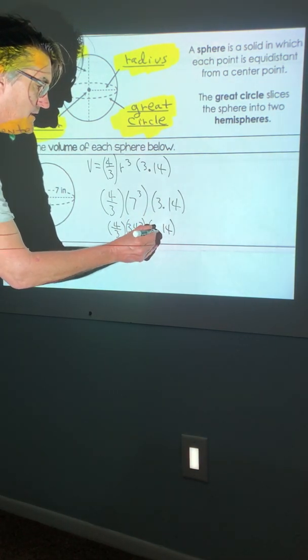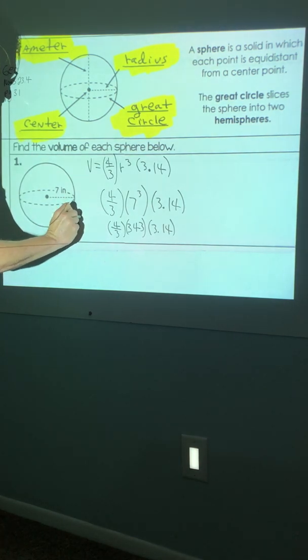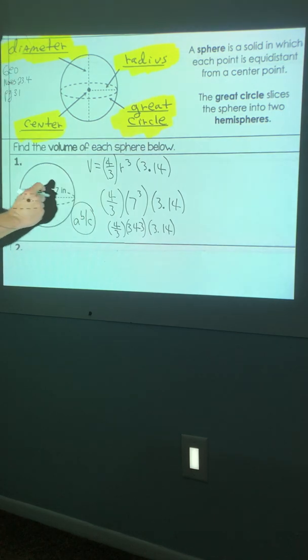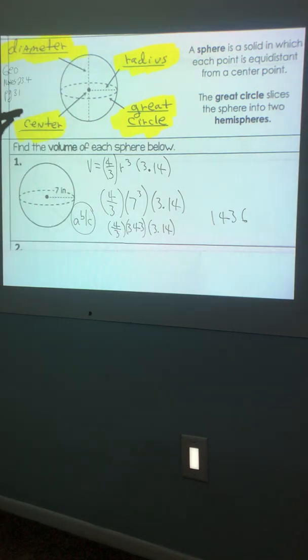I have yacked at y'all many times about the ABC key. The ABC key on your calculator is wonderful, and in the mood I'm in this morning, that's what we're going to use. So I'm just going to go 4, hit the ABC key, 3, for 4/3. Multiply by 343. Then I'm going to multiply by 3.14, and I get the grand total of 1436. We're still in the land of volume.